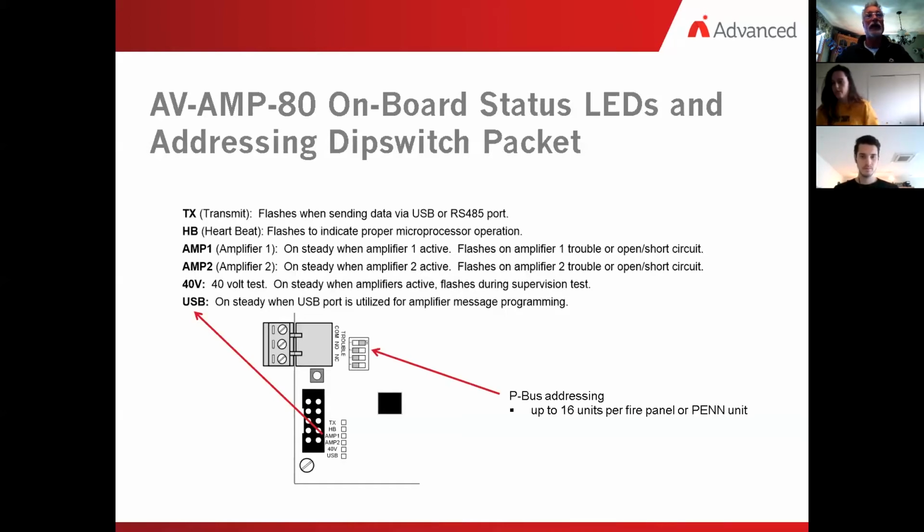Now you also have on the amplifier, and this is in the intelligent version, a switch pack that has 4 dip switches on it. This is how we address the individual amplifiers. Every fire panel or PEN, and a PEN is a peripheral expansion network node, think of it as a fire panel, but it doesn't have anything like NAC circuits or SLC circuits. It just has the P-bus, and it's a networkable item.